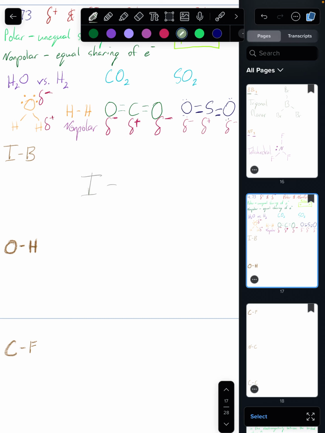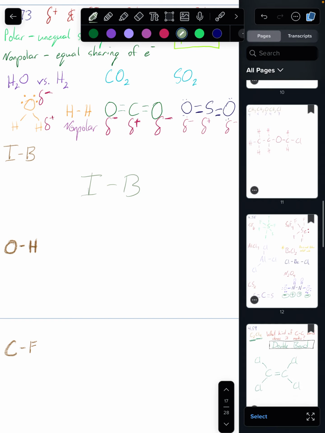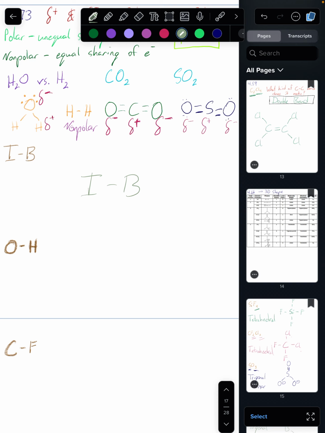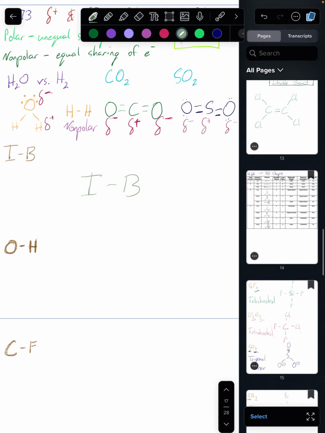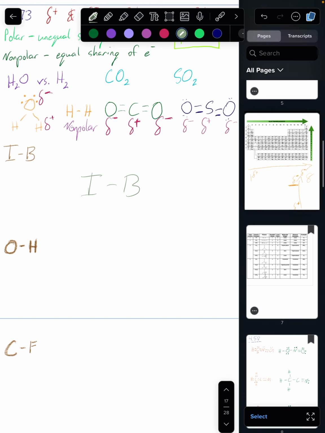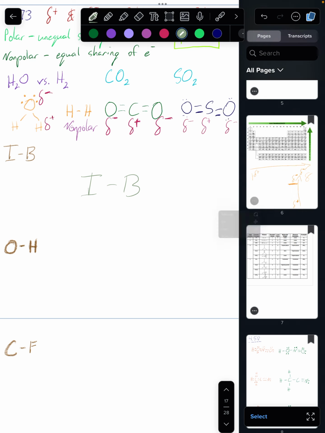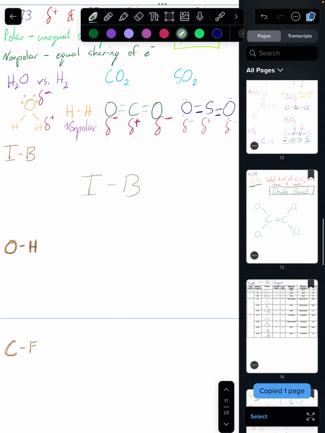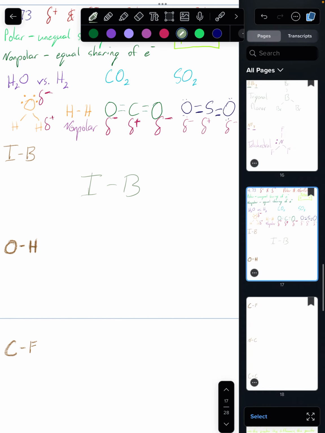So, we have our iodine and bromine. And I'm going to make a copy so we don't have to scroll so far.